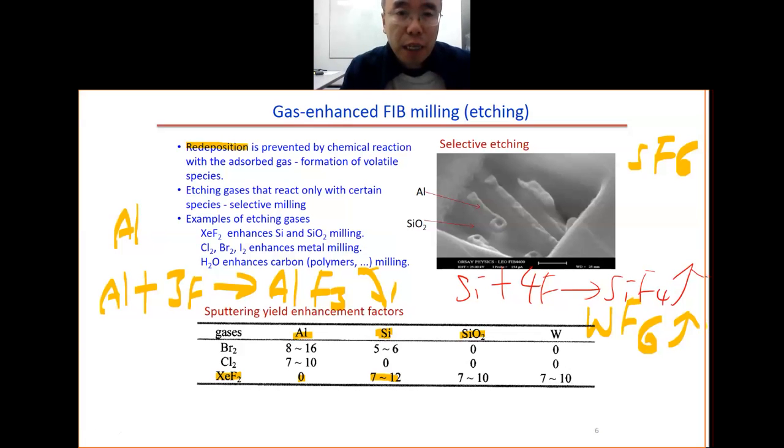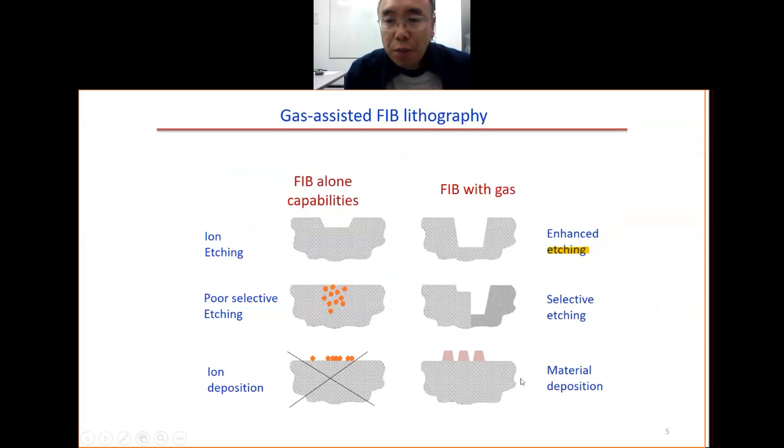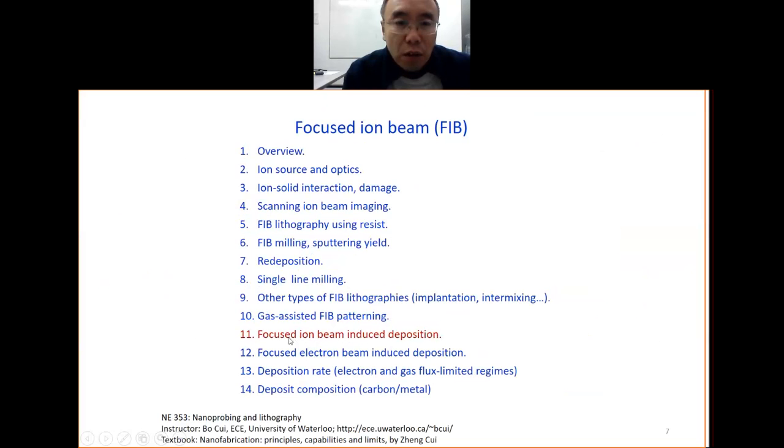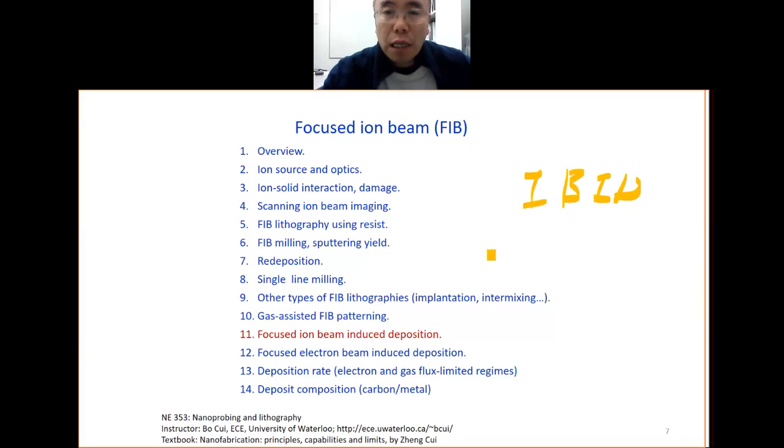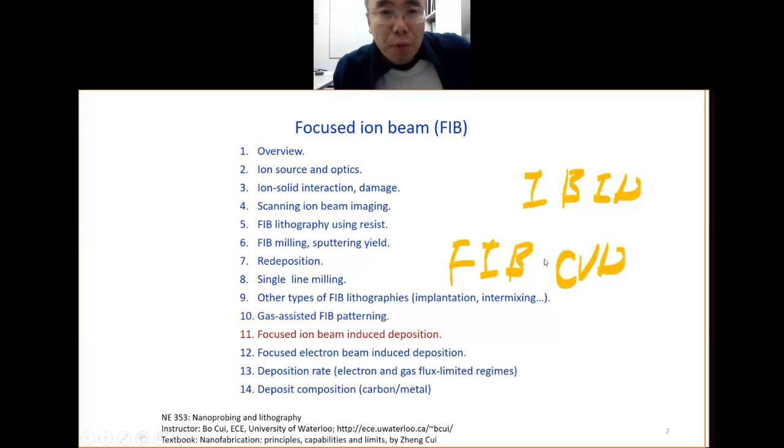So here's the etching process. Now let's look at material deposition using precursor gases. This is called ion beam induced deposition, IBID, which is the popular name. Another name is FIB CVD. I think FIB CVD is the more appropriate name, but IBID is more popular. It is actually a chemical vapor deposition process.